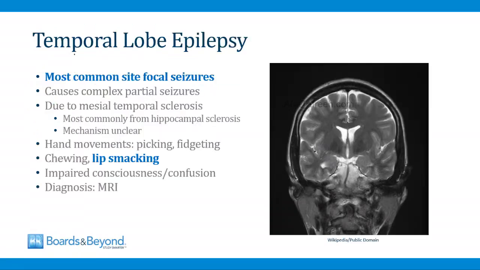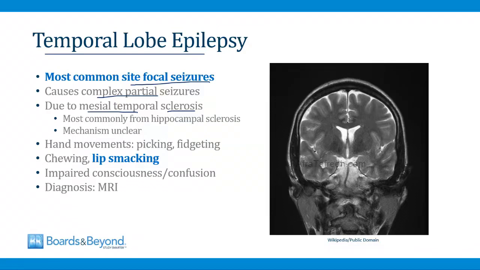I'll finish this video by talking about specific seizure disorders, and the first one we'll discuss is temporal lobe epilepsy. The temporal lobe is the most common site of focal seizures in adults, and temporal lobe epilepsy usually leads to complex partial seizures. The most common cause of temporal lobe epilepsy is mesial temporal sclerosis, and what this means is that there is sclerosis of the middle portion, the midline portion of the temporal lobe. The word mesial means the same thing as medial.